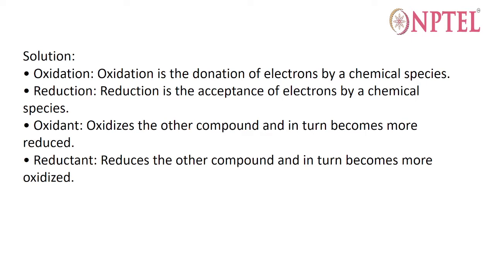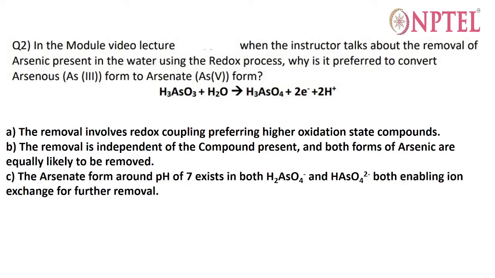So this is what I said already. Oxidation is the donation of electrons by chemical species. Then reduction is the acceptance. Oxidant which oxidizes other compound in turn becomes more reduced, right? So that's what I told you just a few minutes before. And then reductant reduces the other compound and it itself becomes oxidized. So that is the fundamental concept. So we'll go to the next question.